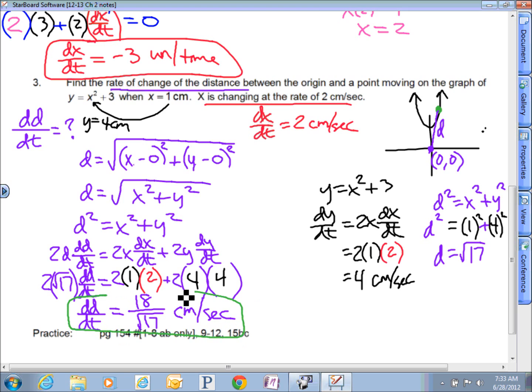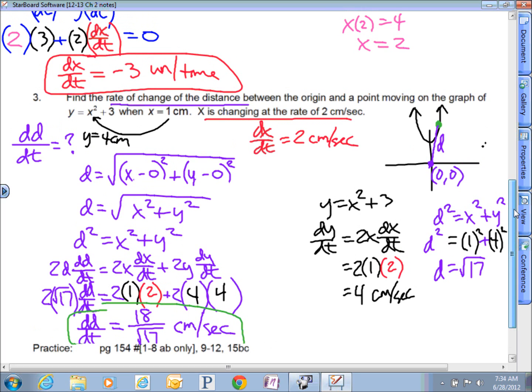Now, Mr. Perkins, should we rationalize that denominator? Whoops, I guess I should not cover this up in case somebody wants to read it. Should we rationalize that denominator? No, you shouldn't. Leave it just like that. That is an exact answer. It's a fine answer. It's just an ugly answer.